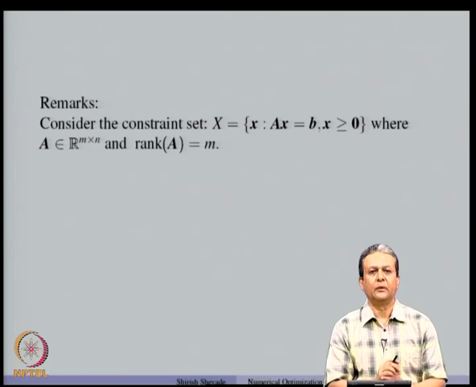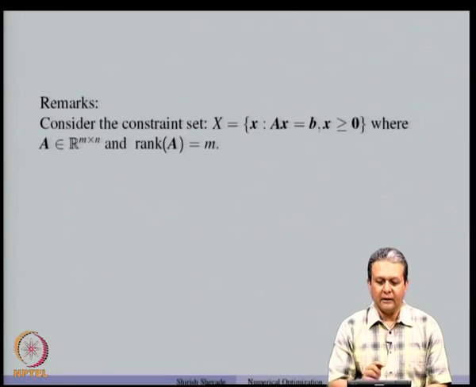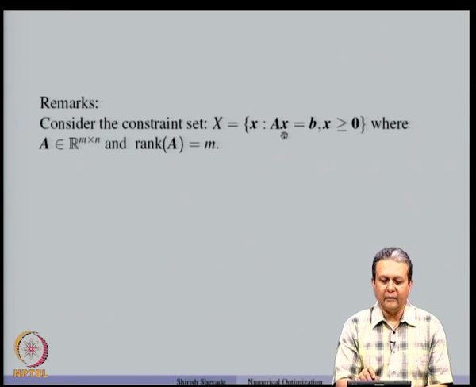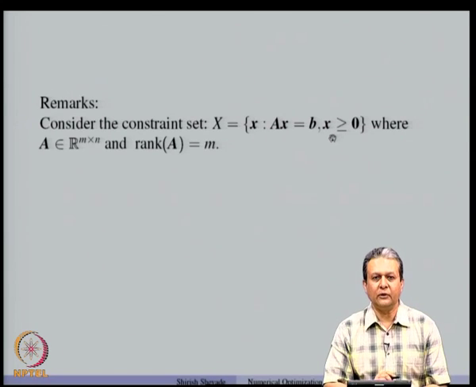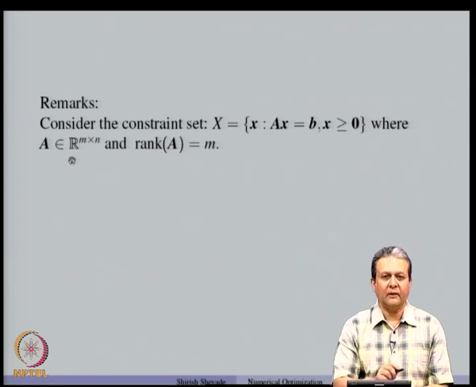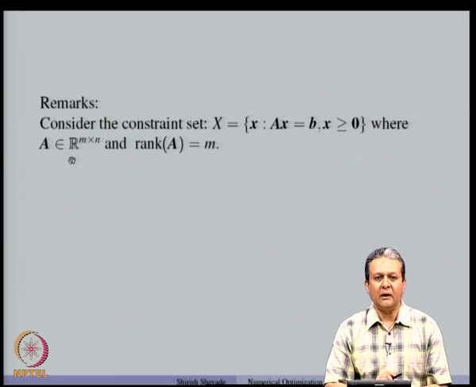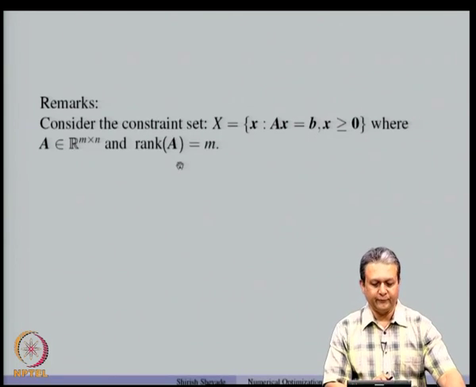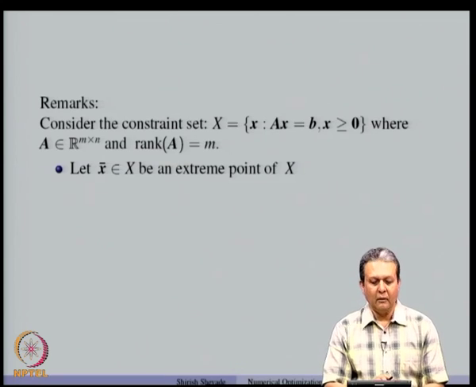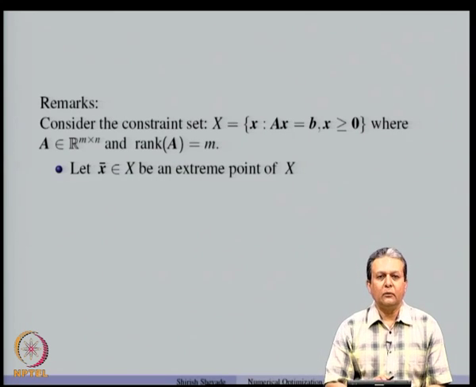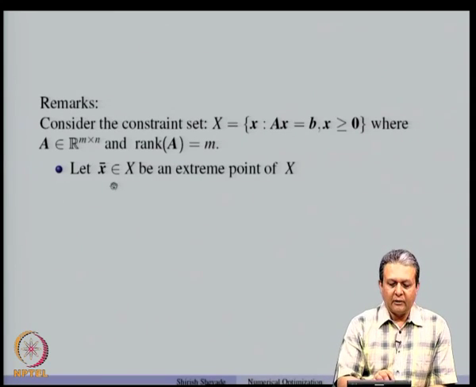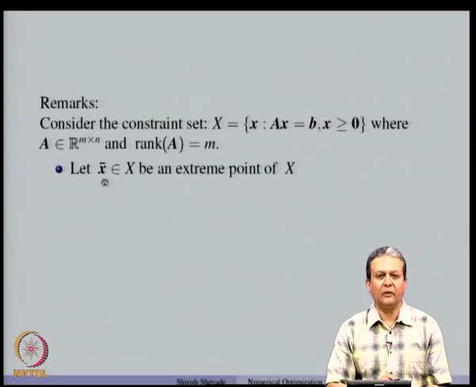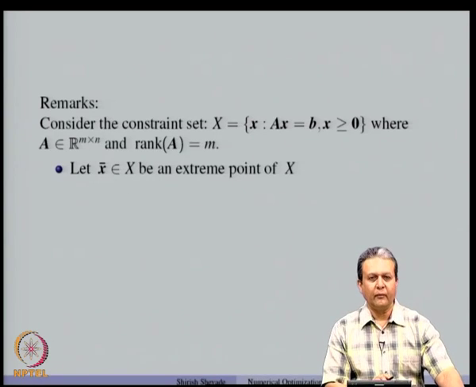Now, let us see some remarks about the equality constraint set, like the set of all x such that Ax equals b, x greater than or equal to 0, where again A is an m by n matrix of real numbers and the rank of the matrix A is m. Now, let us take an extreme point of X and let us call it x bar.